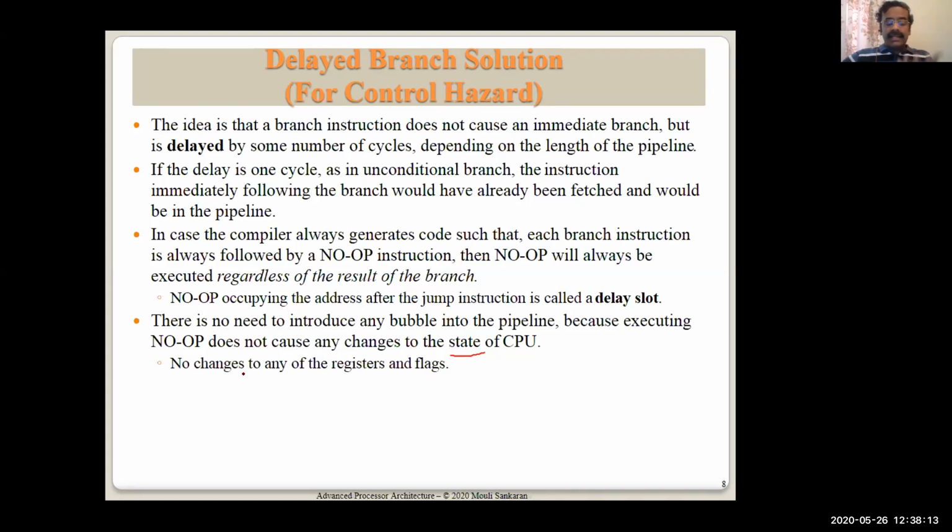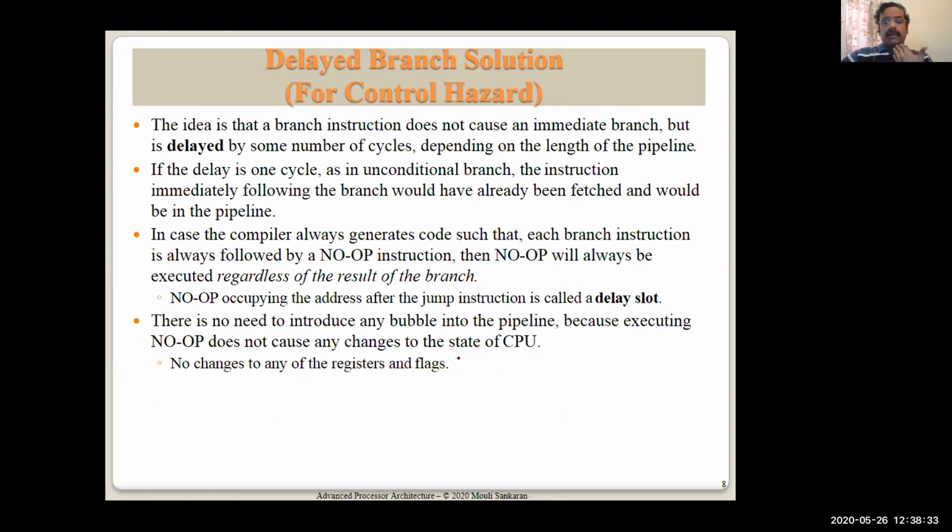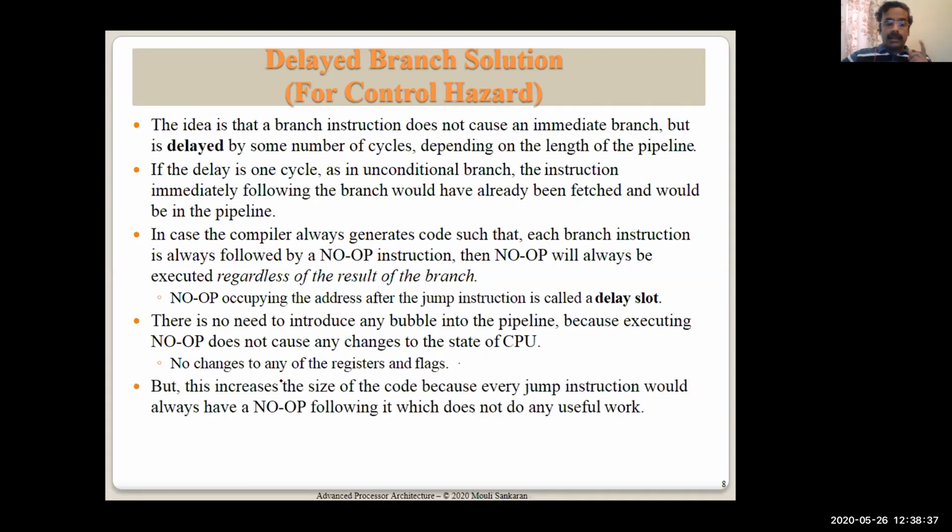So when I say that an instruction going through the pipeline will not cause any change to the state of the CPU, it means it doesn't change the content of any registers. It doesn't change the contents of flags. And of course, no memory content should be affected. You should not do some load or store and then impact the memory also. It's important. That is implicit. I assume that you guys know it. Now, what is the problem with the no op?